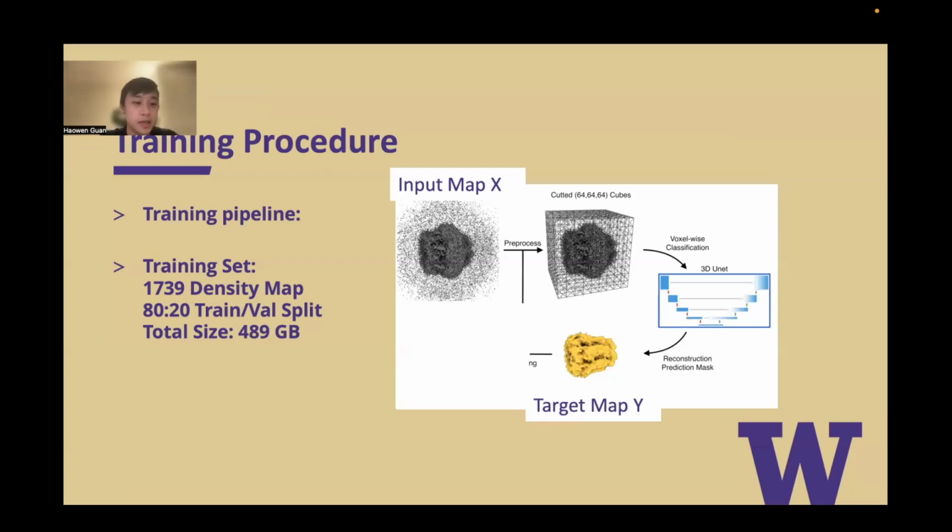In terms of the training set, we collected 1,739 density maps from the cryo-EM databank. These maps are further split by an 80:20 ratio into training and validation sets used for the training. The whole data set is about 489 gigabytes.